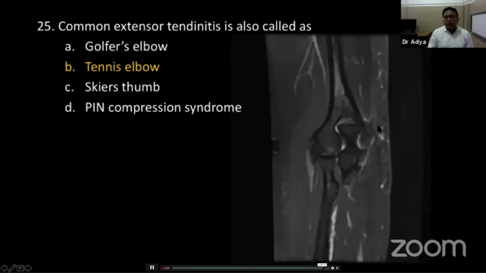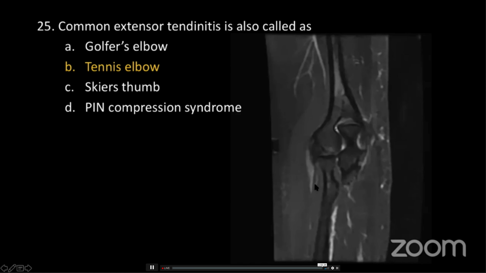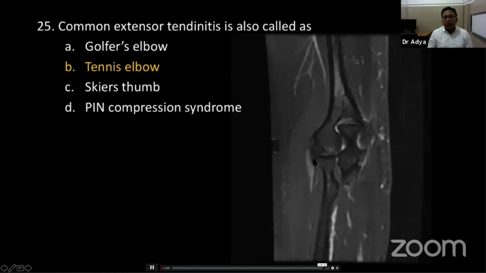Here, as we can see, there is thickening and some abnormal STIR hyperintense signal within the common extensor tendon, which is because of the common extensor tendinitis. And this is known as tennis elbow because particularly this leads to pain when you are grasping something very tightly with your palm and you are extending your forearm. Then it will lead to pain because of this inflammation at the common extensor tendon origin.